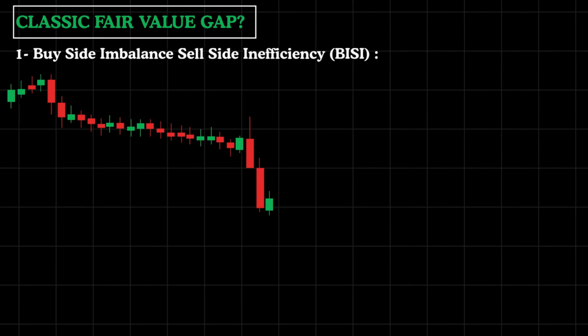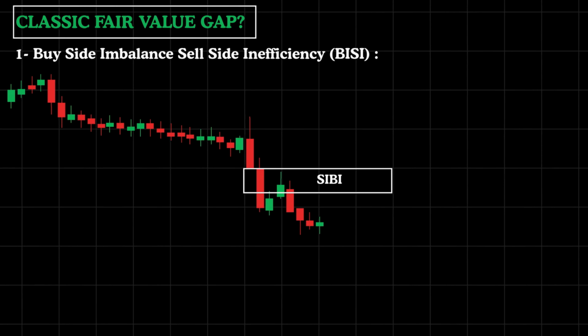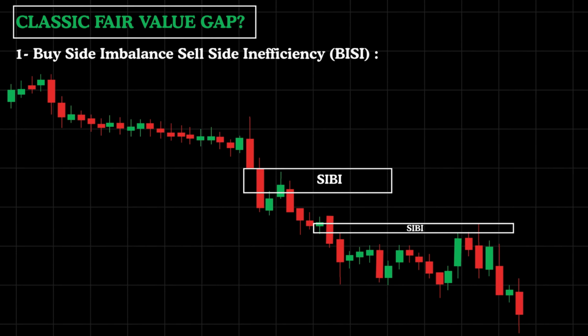The second type is sell-side imbalance, buy-side inefficiency. It develops during steep downward moves where buyers don't have a fair chance to participate.